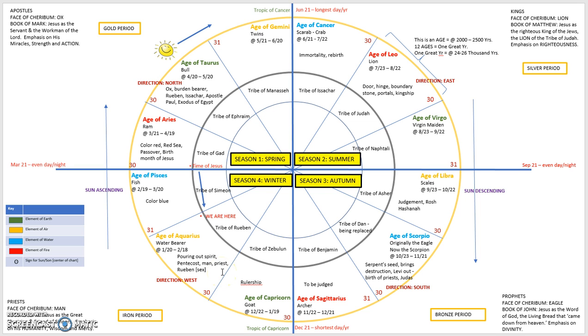Now what I learned and understood is that the opposites of these signs are very important. So the age of Aquarius and the opposite of that sign is the age of Leo. So what we have here is kingship, the tribe of Judah, the door. And so what we have in totality is the priest king.